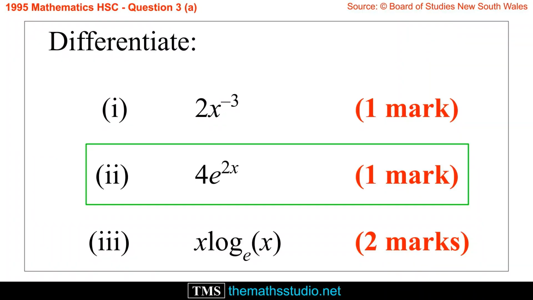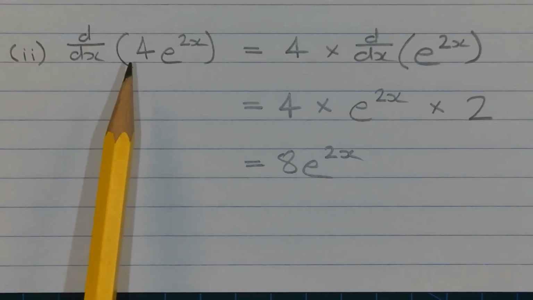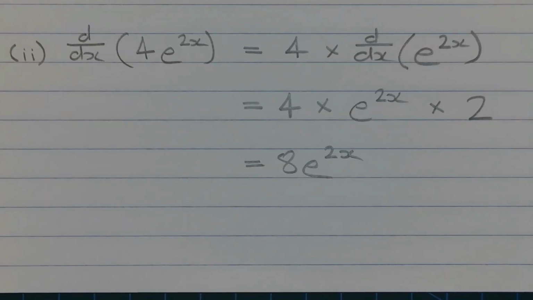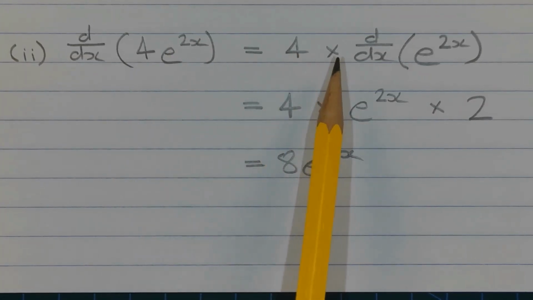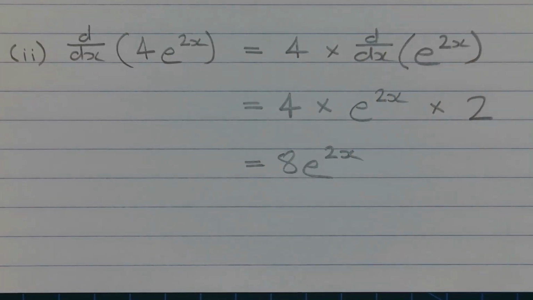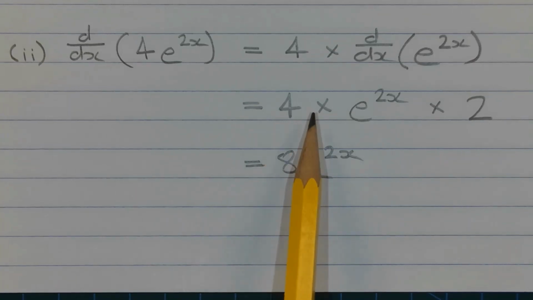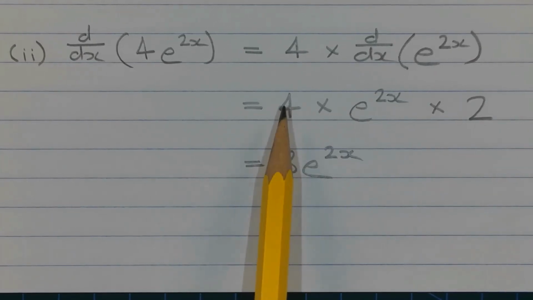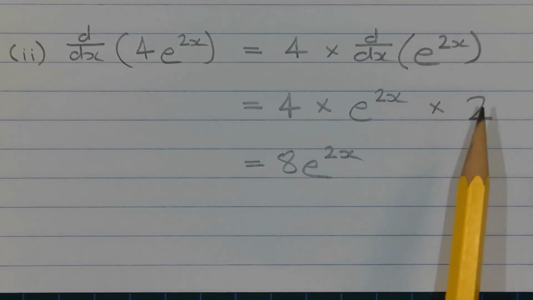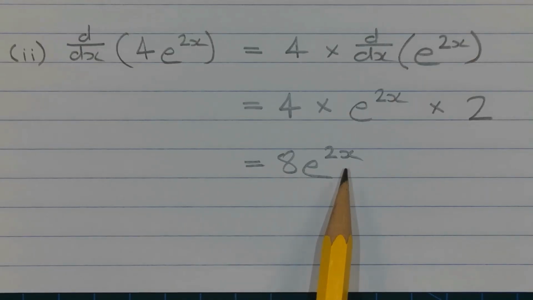Part 2. Differentiate 4 times e to the power of 2x. The 4 is a multiplying constant, so it can be placed in front of the d/dx operator. So the derivative of 4 times e to the power of 2x can be written as 4 times the derivative of e to the power of 2x. And that's equal to 4 times e to the power of 2x multiplied by the derivative of the index 2x, which is 2. So 4 times e to the power of 2x times 2 simplifies to 8 times e to the power of 2x.